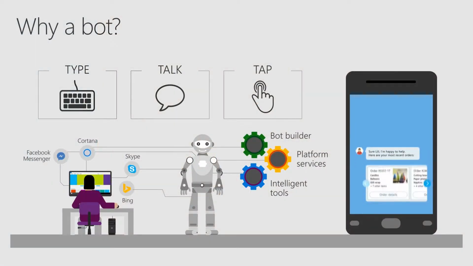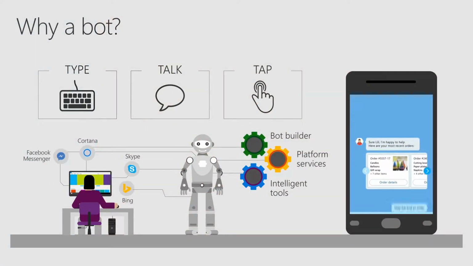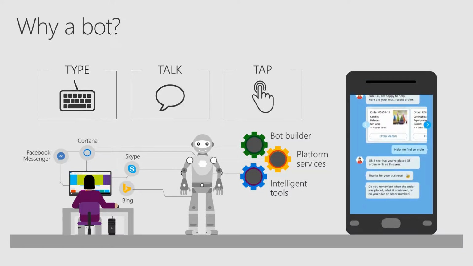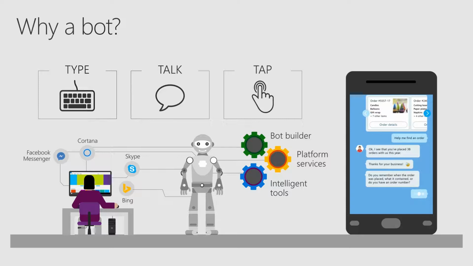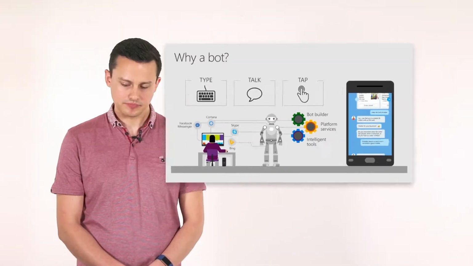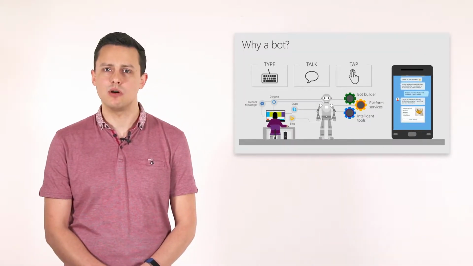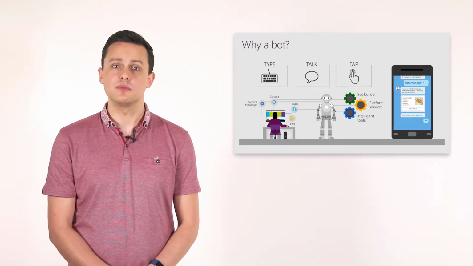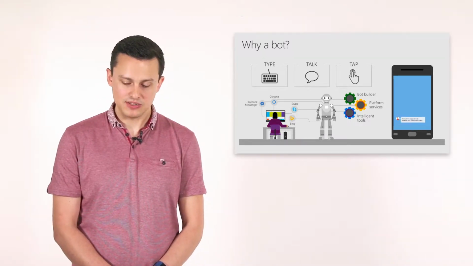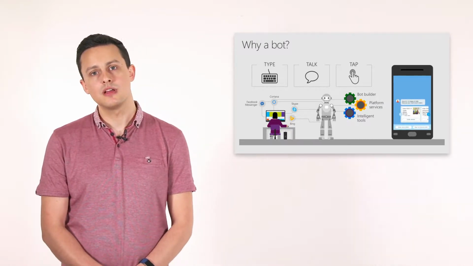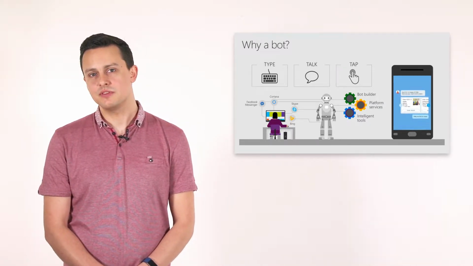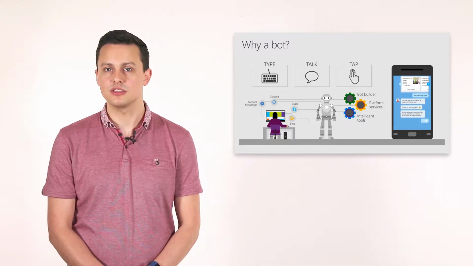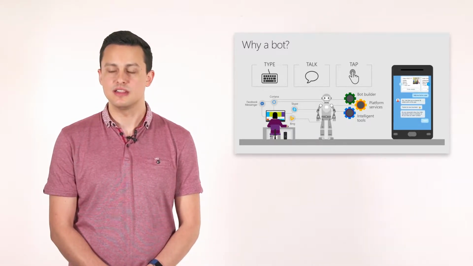So why are bots useful to us? Well, they allow us to interact in a variety of different ways. We can type messages, we can talk to them, we can tap on them. And we can expose these bots in a number of different ways. We can surface them through common tools like Facebook Messenger, Cortana, or Skype, which makes them much easier for users to interact with because they're already using these technologies. They're already present in these channels.